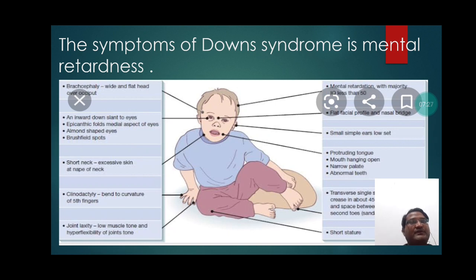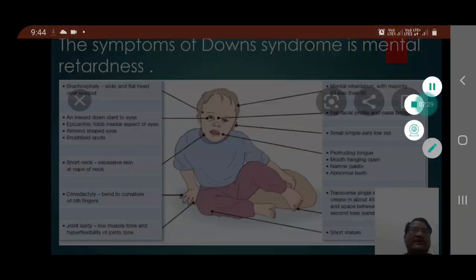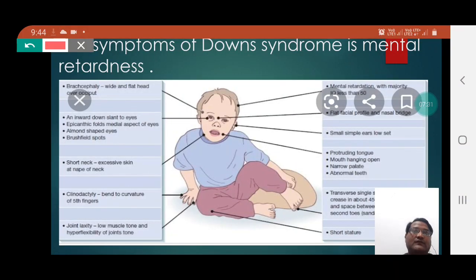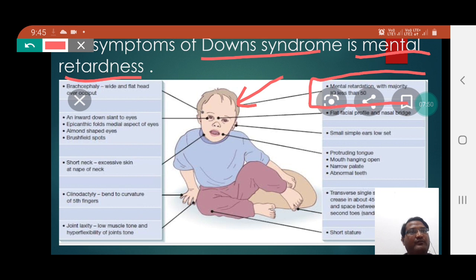The symptom of Down syndrome is mental retardedness. Students, the person or the child or even the baby which is suffering from Down syndrome is also suffering from mental retardedness. That is, the mental capability of the person gets reduced. So students, this is why a point is mentioned that mental retardedness is one of the most important features of Down syndrome.